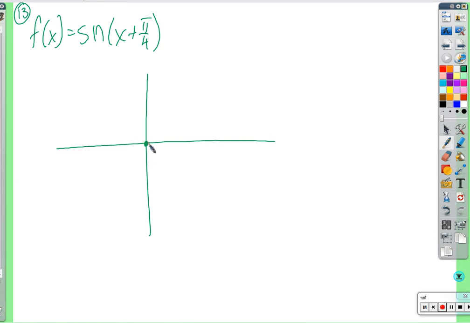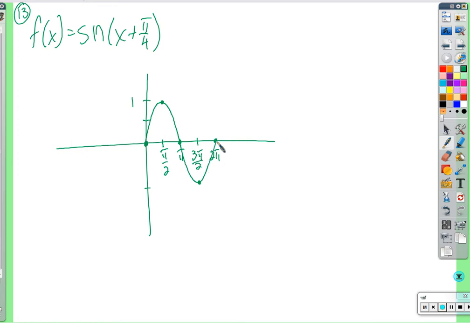So we would normally start here, and at pi over 2, we would be at the maximum of 1, and then at pi, we would be back down to the midline. 3 pi over 2, the sine of 3 pi over 2 is negative 1, so we'd be back down here at negative 1. So that's 1. So down to negative 1, back up to the midline at 2 pi. That would be normal.